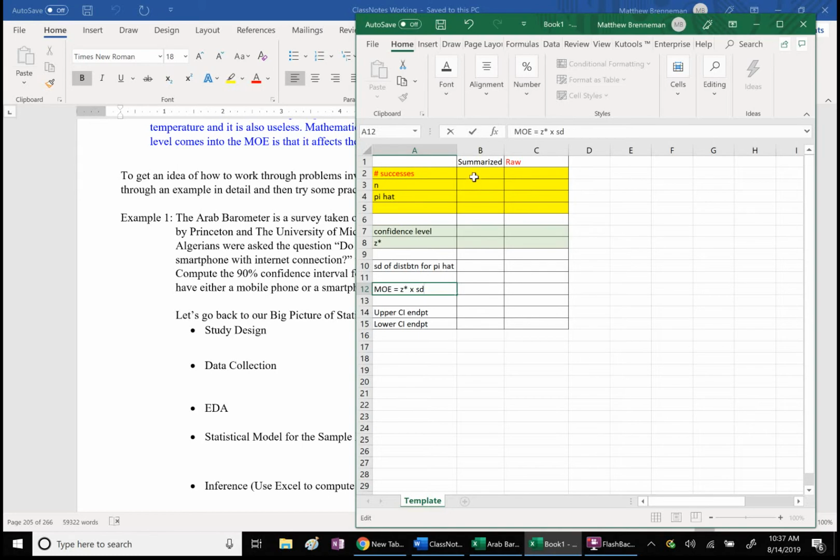So we have summarized data. Number of successes here was 1,181. Our sample size was 1,999. Sometimes we're given the sample percentage, sometimes we aren't. Here we're not. We're given the summarized data, but we're not given the sample percentage. So I'm going to have to go ahead and compute that.